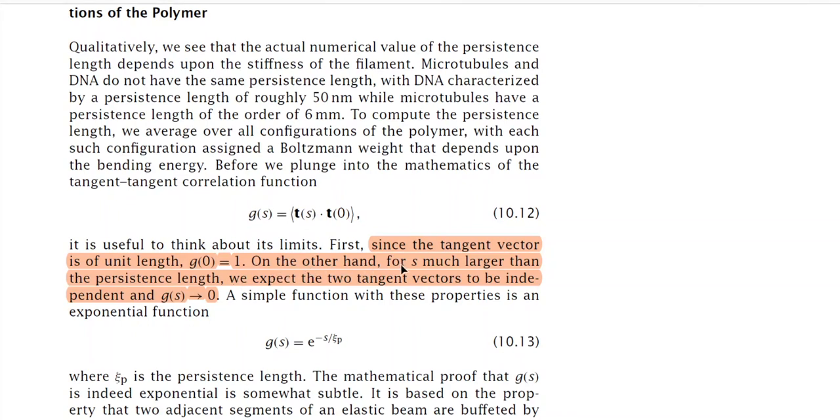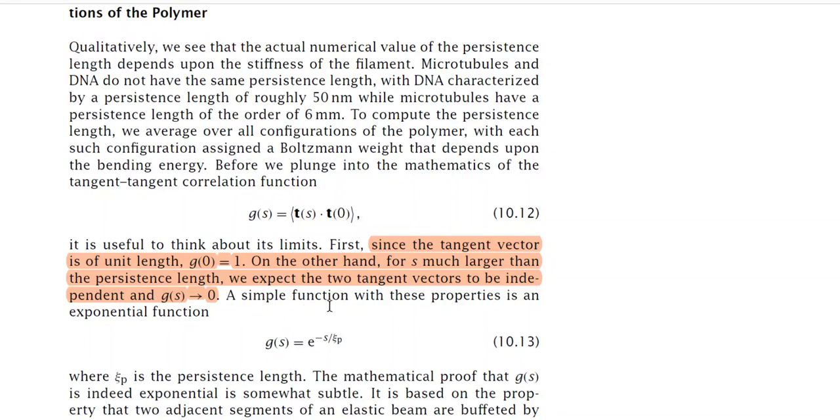On the other hand, if you set the value of S very high, for S much larger than the persistence length, in that case we expect the two tangent vectors to be independent of each other. So they will be uncorrelated, and the value of GS will tend to 0.